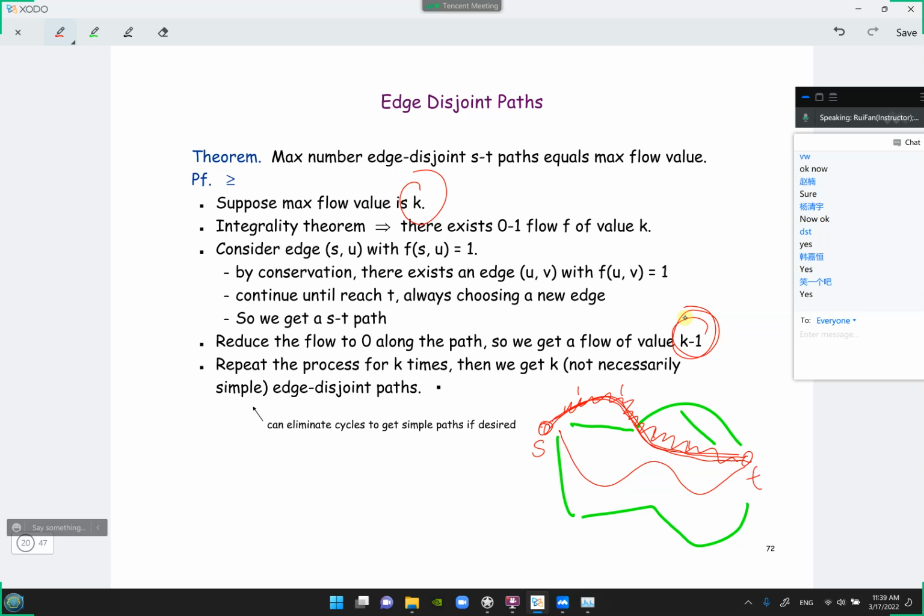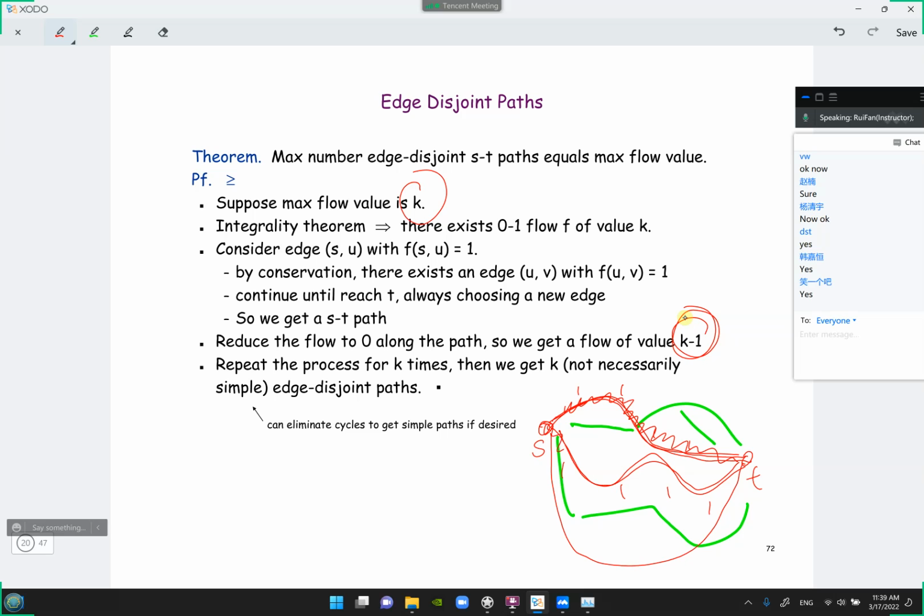Now, in this remaining graph, we're again going to find a path from S to T. Again, it's guaranteed that you can go from S to T because we managed to send 1 unit of flow from S to T, so there has to be some path that goes from S to T. So you can find this other path, and once you find it, you're also going to take it out. Let's say that in total you sent 3 units.